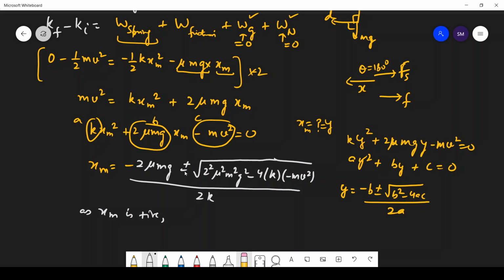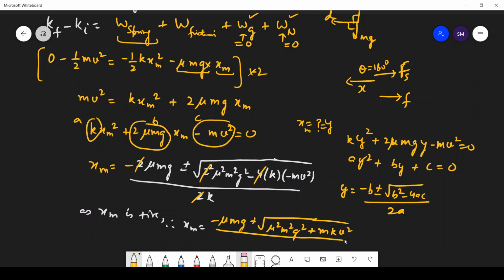As xm is positive, we are not going to take the negative sign, because that would give a negative value, but xm is positive. Now the 2 square and 4 which is also 2 square, so 2 comes out common, and the 2s cancel out. So what do I get? xm equals minus mu mg plus under the root mu square m square g square plus m k v square, divided by k.